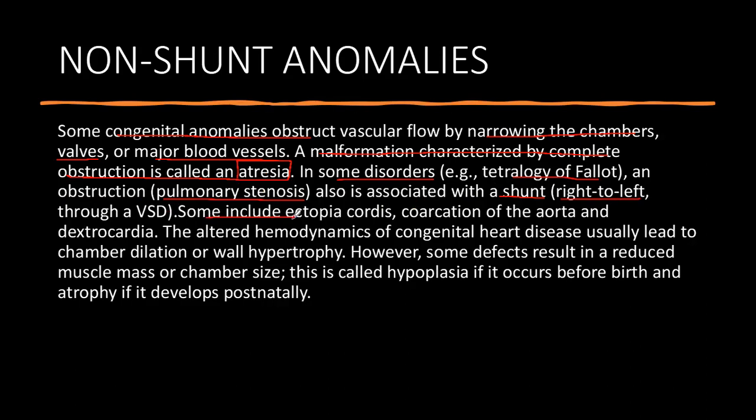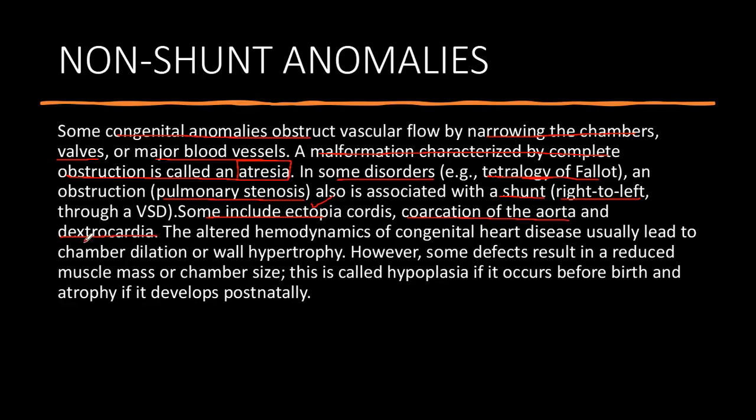Now, other shunt anomalies include tetralogy of Fallot, mind you, is a shunt anomaly. Okay, but it also has some features of non-shunt anomalies. Now, some purely non-shunt anomalies include ectopia cordis, where the heart lies outside of the body. It does not lie within the middle mediastinum. Coarctation of the aorta, and dextrocardia.